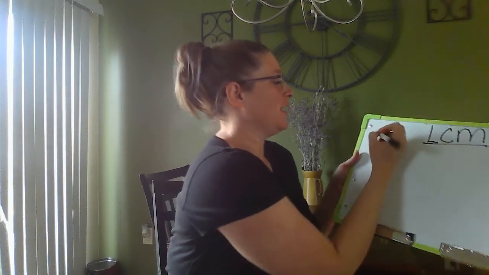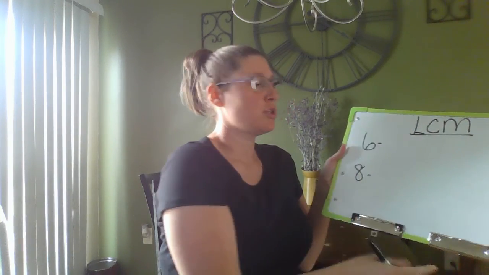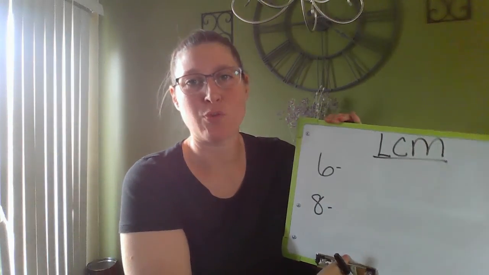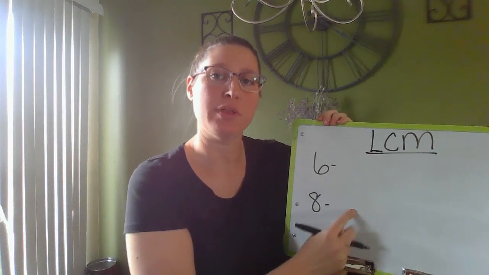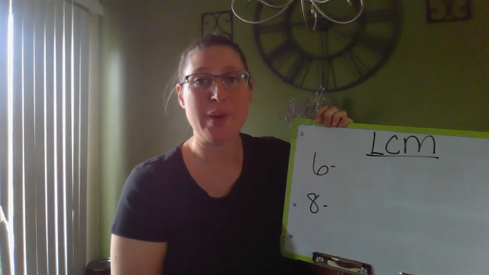What we're going to be talking about today is least common multiple. Least common multiple is also referred to as LCM. We are going to be looking at two numbers, 6 and 8. Least common multiple is asking for the first number that both of these share when I multiply it out in sequence. There's two ways you can do it.